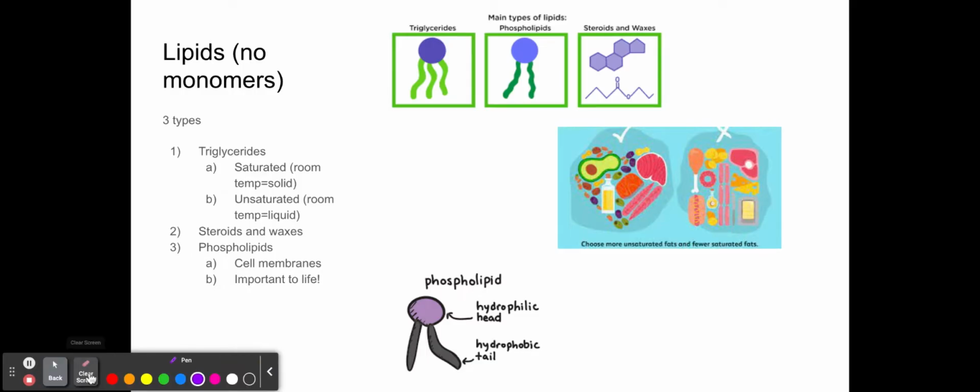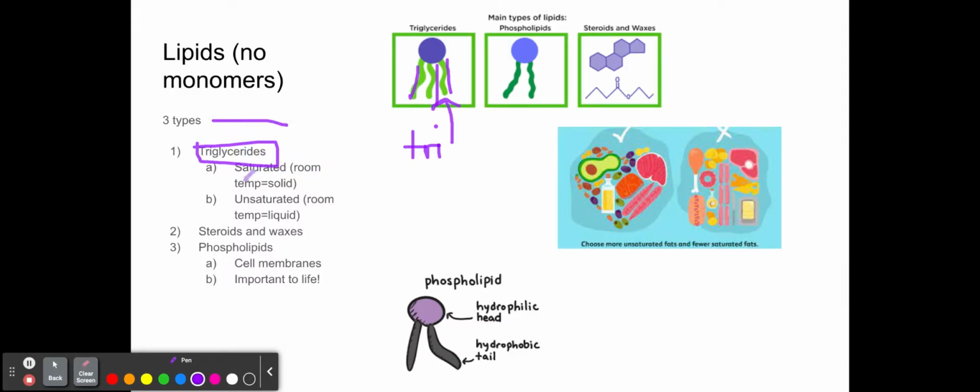What I would like you to know about lipids is that there are 3 types. So these are fats and oils and things like that. The first type is called a triglyceride. It's named a triglyceride because it has a shape with 3 of these tails. These tails are called fatty acids. Those 3 tails make up the name: tri, which is 3, and then glyceride. These are the fats, or the oils.